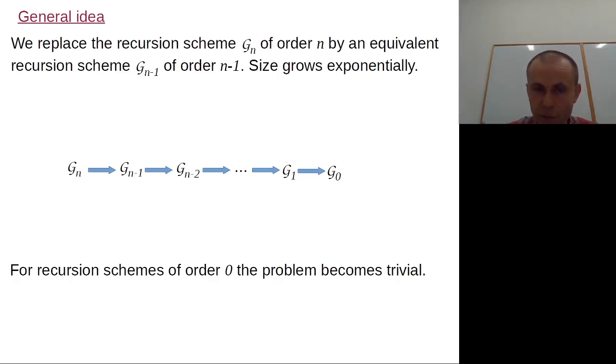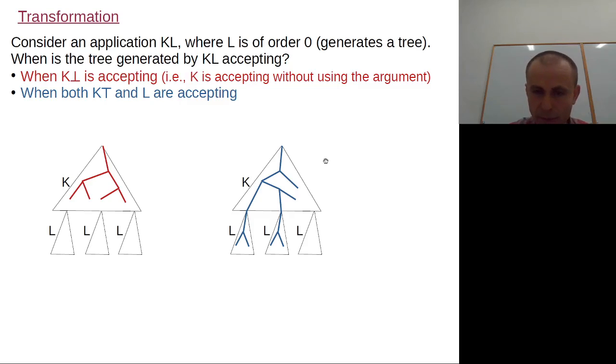We only need this transformation. We need the transformation that takes a scheme of order n and generates a scheme of order n-1, so that it generates a similar tree, a tree in which the reachability problem has the same answer. And how do we do that?